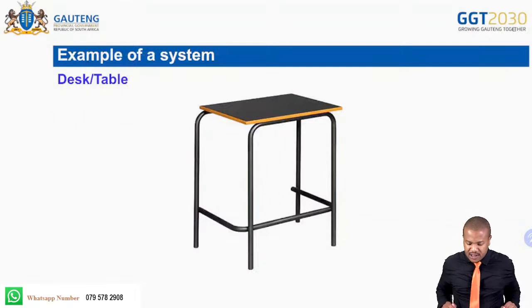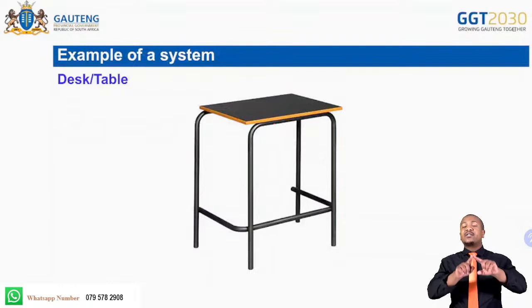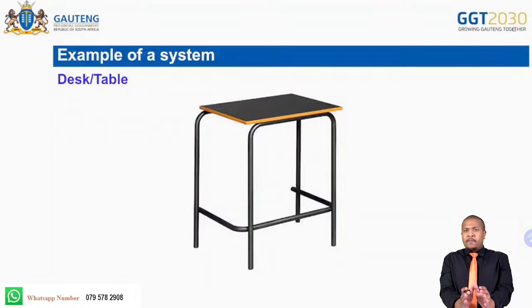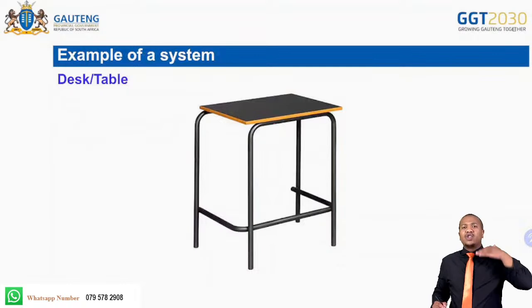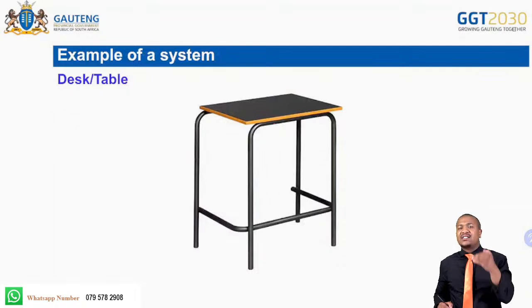If you look at it, it has some piece of wood that is nicely cut and painted for you. It has some steel as a frame structure, and also it has some screws to join the wood and the steel together. So it is a system because it has different parts that are working together to be able to support you, to put your books on top, to put your arms on top, to be able to write on top of it as well. It is a system because it has different parts that are working together.